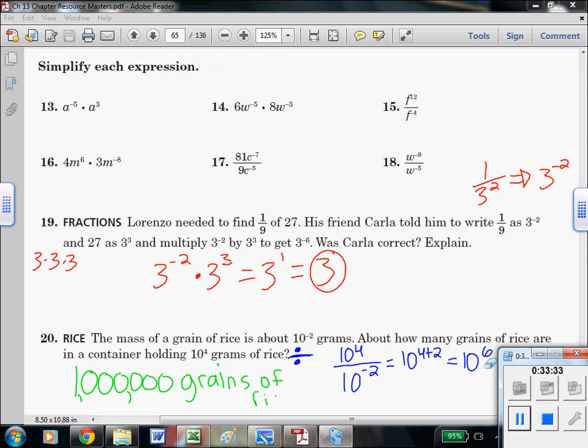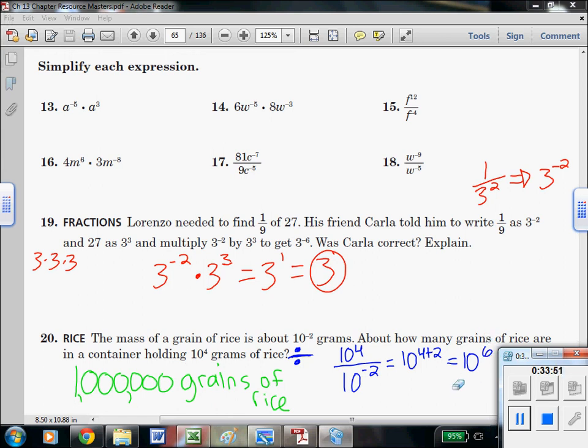That is how many grains of rice are in this container that weighs 10 to the 4th power grams. There are 10 grains of rice. And to help you understand that, 10 to the 4th power is just 1 with 4 zeros on the end of it, so that's 10,000. So this is 10,000 grams of rice.